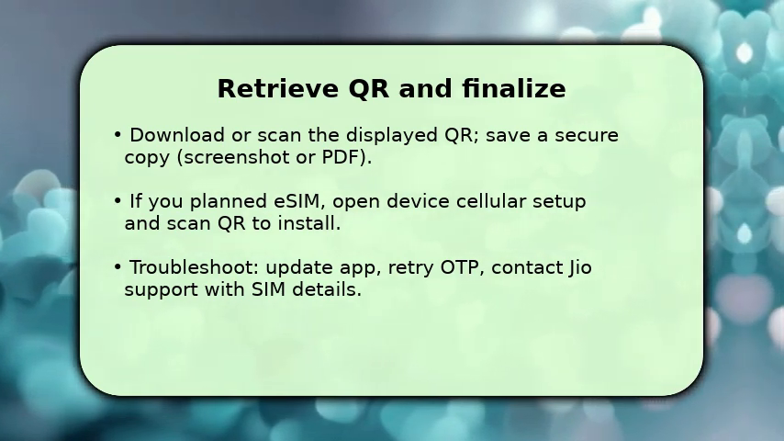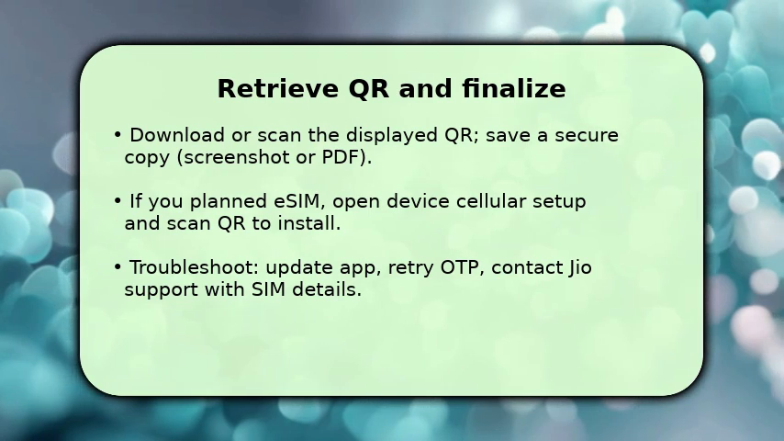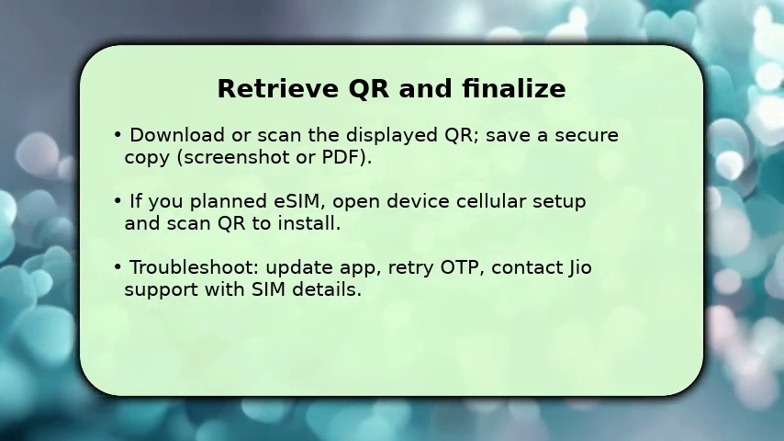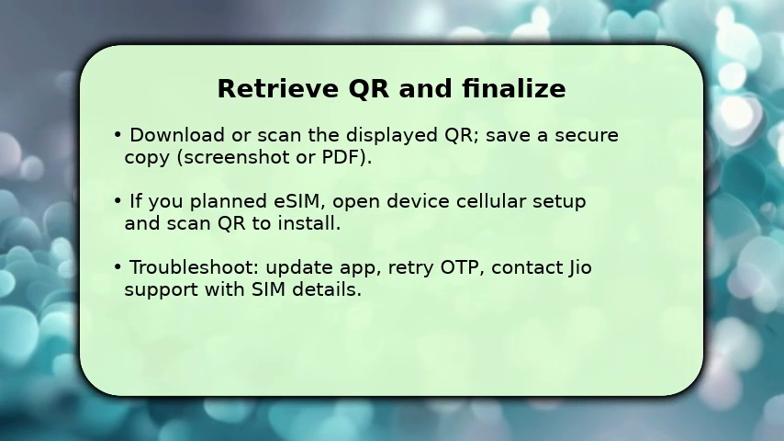For eSIM activation, open your phone's cellular setup, choose Add Mobile Plan and scan the QR. Your device activates the plan from the code.